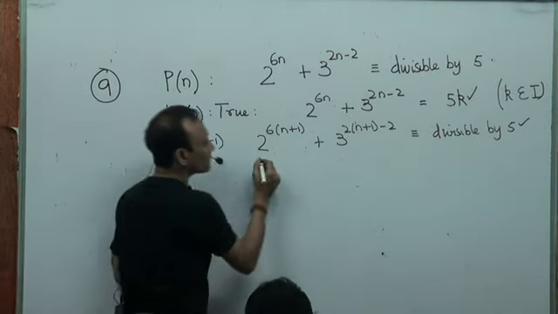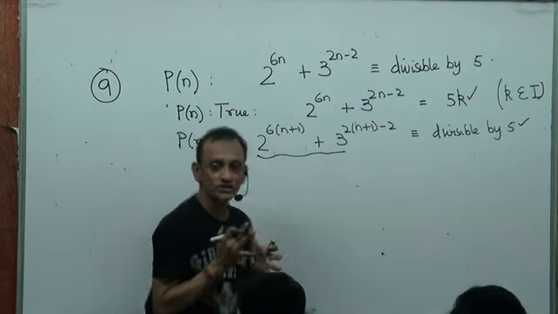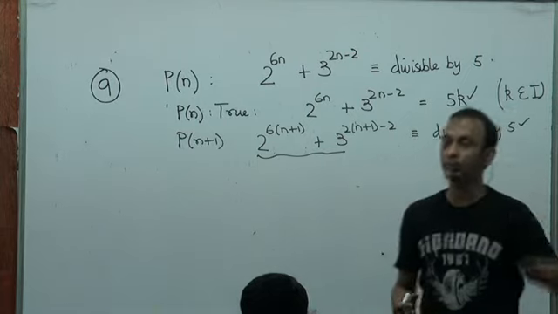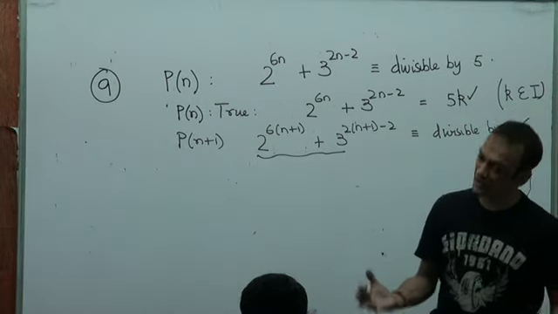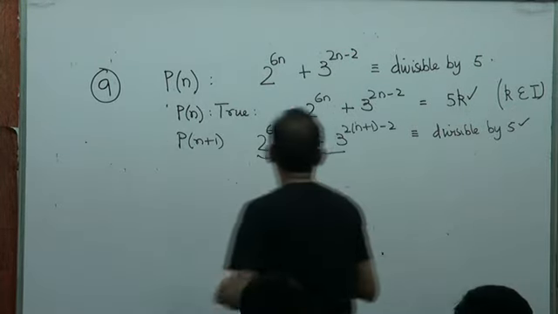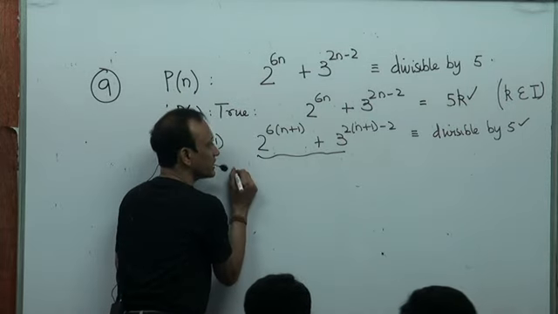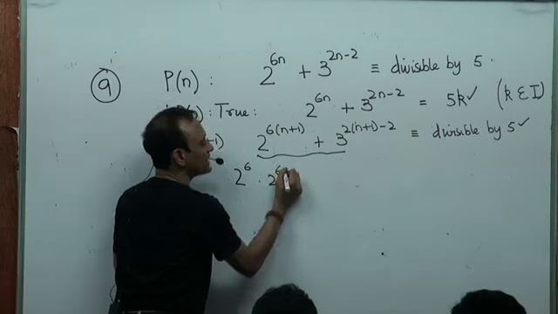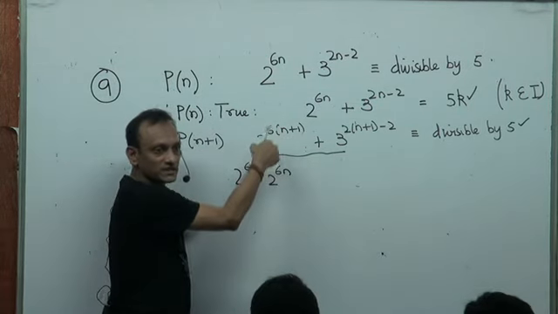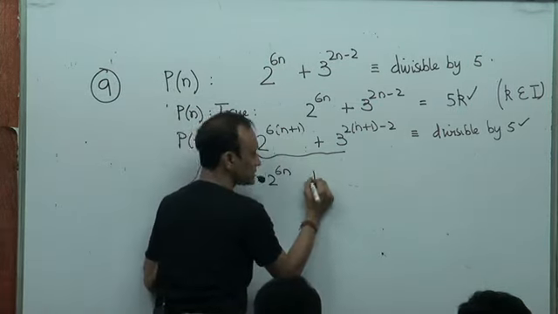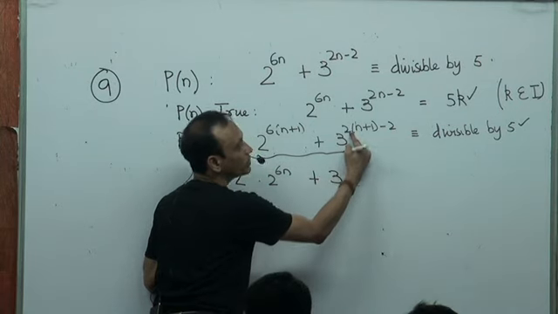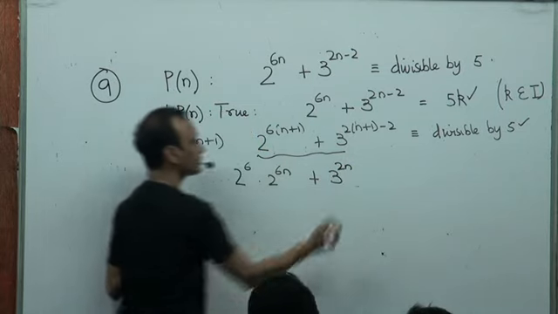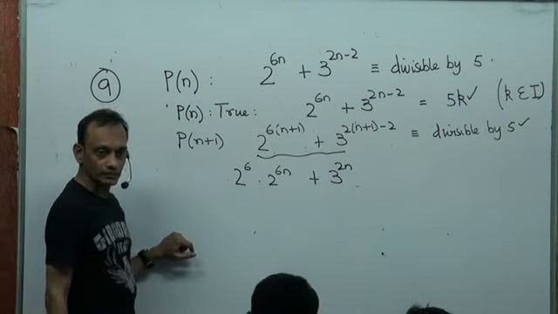Now, this left hand side, I want to show is a multiple of 5. Given that this is a multiple of 5, which will cause Pn plus 1 to be true in the event Pn is true, right? Now, the left hand side I can write as 2 to the power 6 into 2 to the power 6n, yes or no? 2 to the power 6 into 2 to the power 6n, laws of indices, plus 3 to the power 2n plus 2 minus 2 will get cancelled, 3 to the power 2n, right?